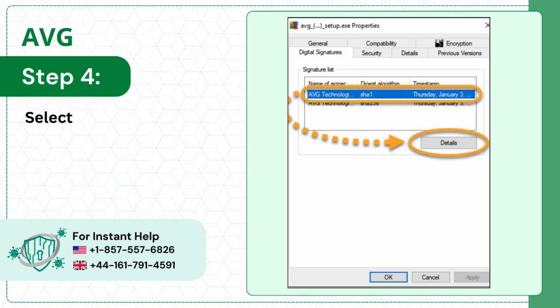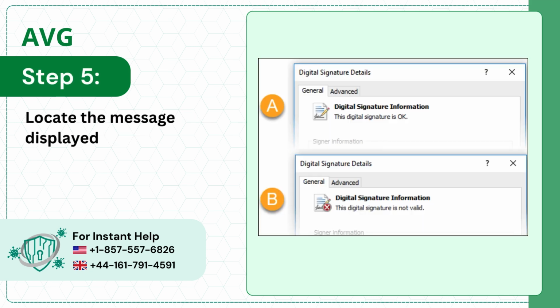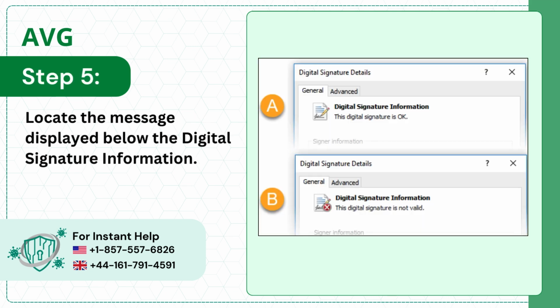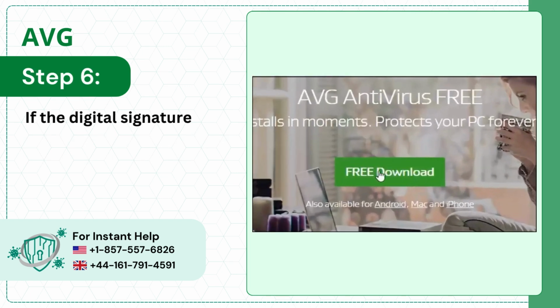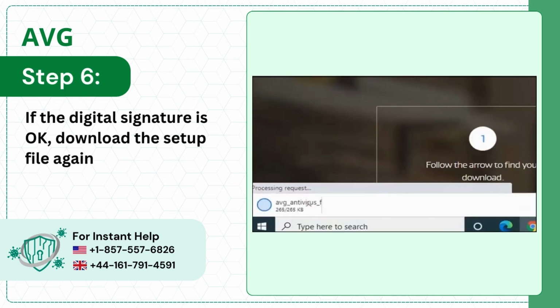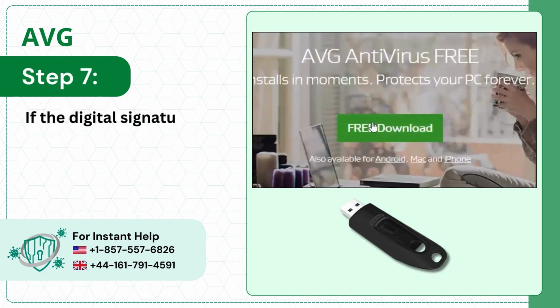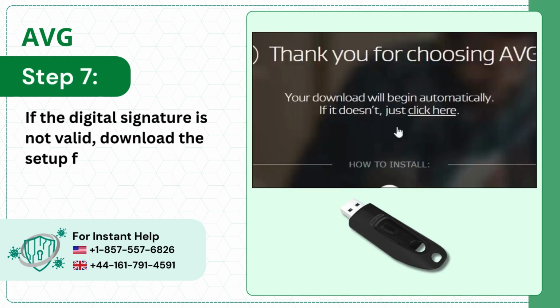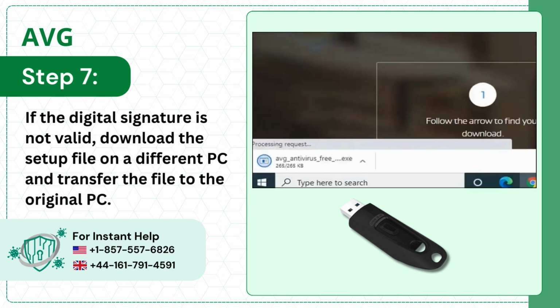Step 4, select a digital signature and click Details. Step 5, locate the message displayed below the digital signature information. Step 6, if the digital signature is OK, download the setup file again. Step 7, if the digital signature is not valid, download the setup file on a different PC and transfer the file to the original PC.